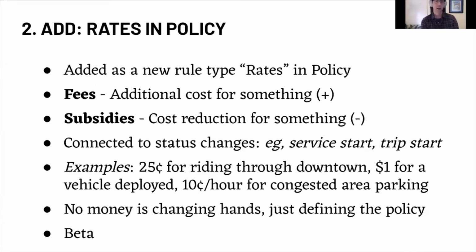For rates, within policy, there's a way for a city to define rates, which are fees or subsidies for some action that is taken by a device or within the operating area of the city. So examples are maybe a 25-cent fee for riding through downtown, or $1 for every vehicle deployed, or 10 cents an hour for congested area parking, something like that. There's no money changing hands with this. It's just defining what the policy is in a digital way. And this is in beta at the moment, which means we welcome feedback.